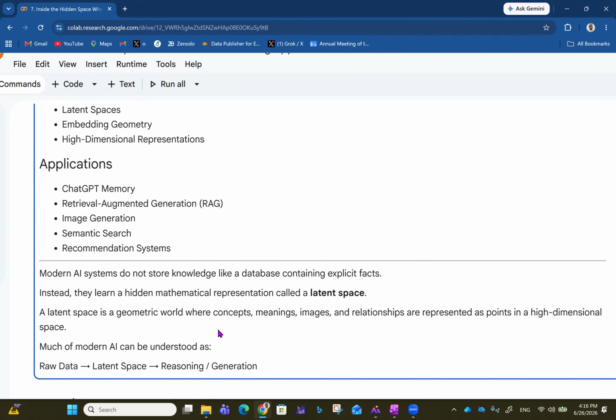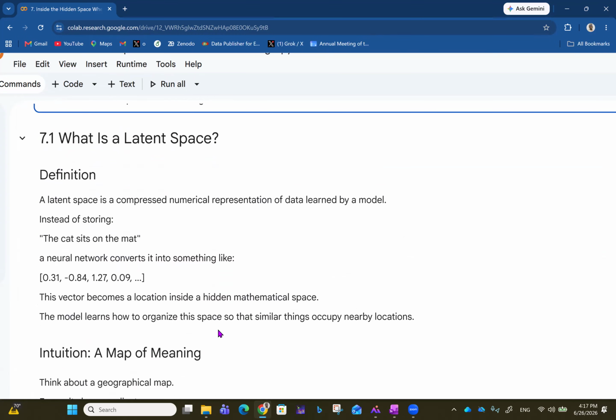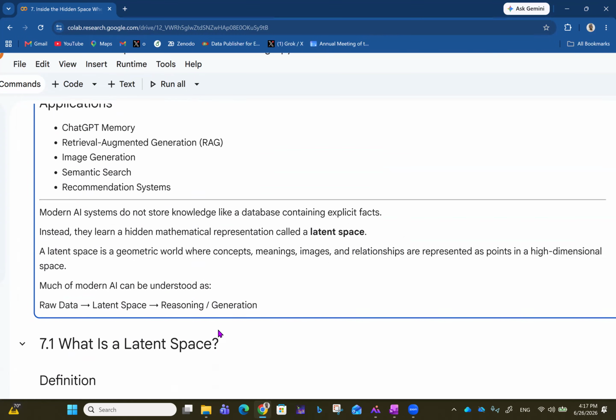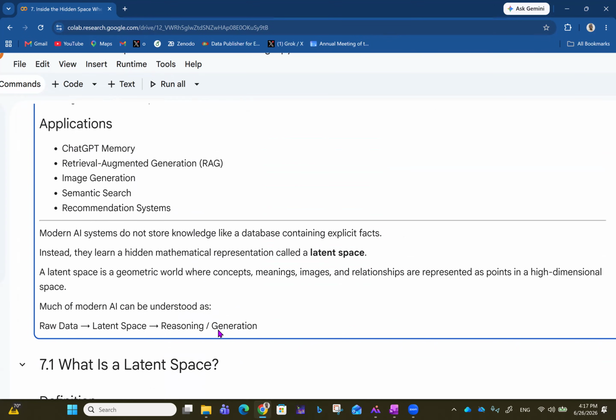So much of modern AI can be understood as, first of all, the raw data, which can be like our human language, and then that is translated to something in latent space. That's where the whole embedding and everything comes in. And then we have reasoning and generation. That is a kind of overview of what modern AI looks like. Now, don't forget, we're talking about inside the hidden space where AI stores knowledge.